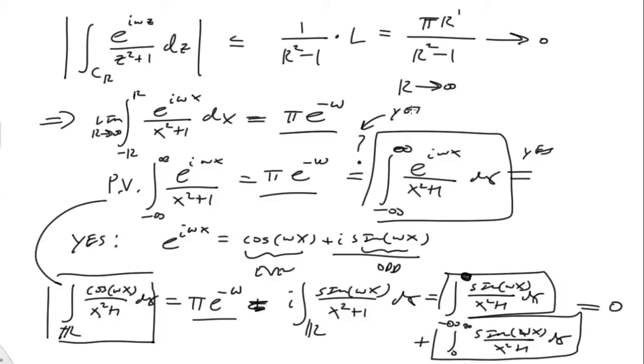No longer a question. This is an even function, and so the principal value, the even part of this function, which is equal to the principal value, is going to be equal to pi e to the negative omega. Okay, so that gives us a nice result and shows a good way of computing these integrals of Fourier type.